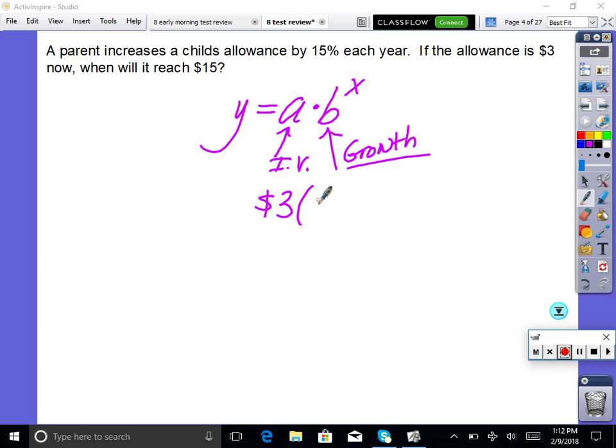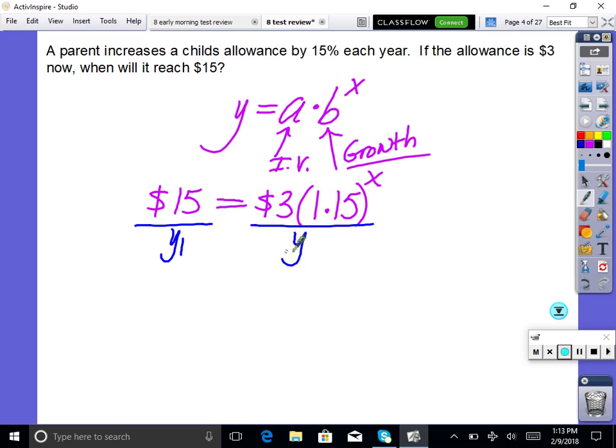Our rate would be 1.15, because with this one we do have to add the 1. So 0.15 is our 15%, 1.15, 100% of that $3 back plus an additional 15%. And we don't know how much time it's going to take for them in the end to get $15. There's two ways to solve this one. By calculator, where you graph it by doing y1, y2, and seeing where it intersects.